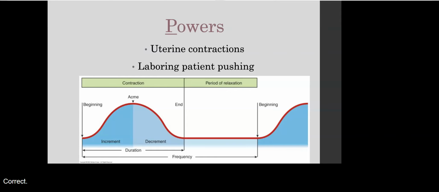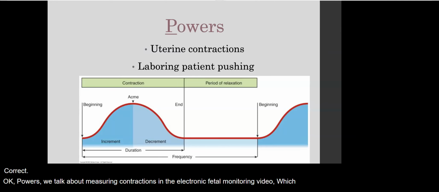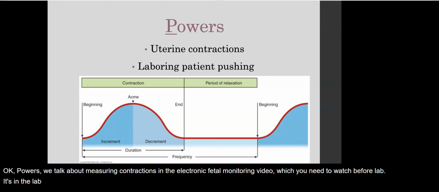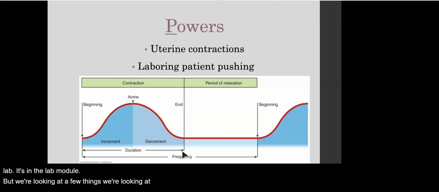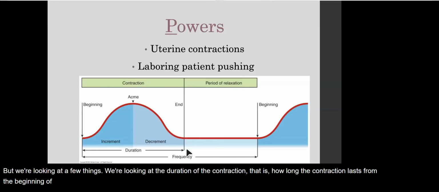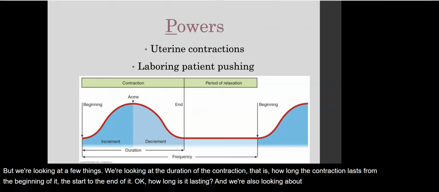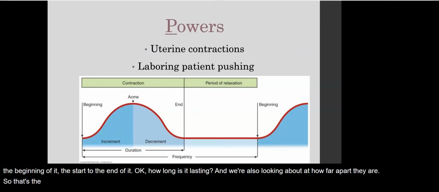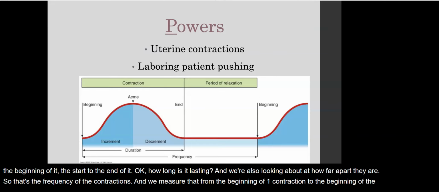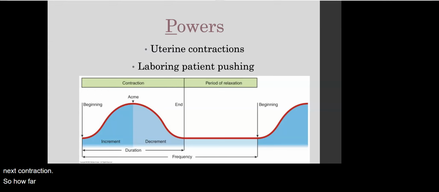Okay, powers. We talked about measuring contractions in the electronic fetal monitoring video, which you need to watch before lab. It's in the lab module. But we're looking at a few things. We're looking at the duration of the contraction. That is how long the contraction lasts from the beginning of it, the start, to the end of it. Okay, how long is it lasting? And we're also looking at how far apart they are. So that's the frequency of the contractions. And we measure that from the beginning of one contraction to the beginning of the next contraction. So how far apart they are is frequency.